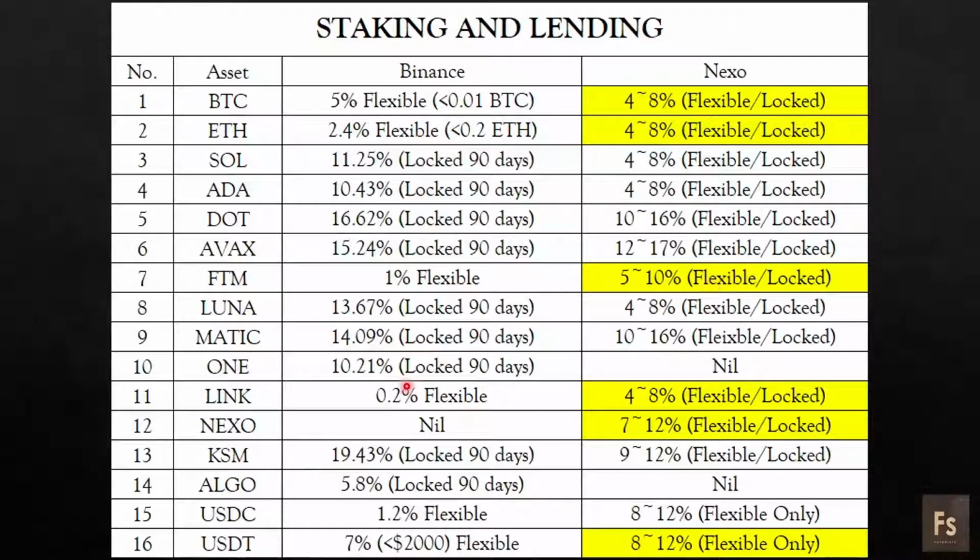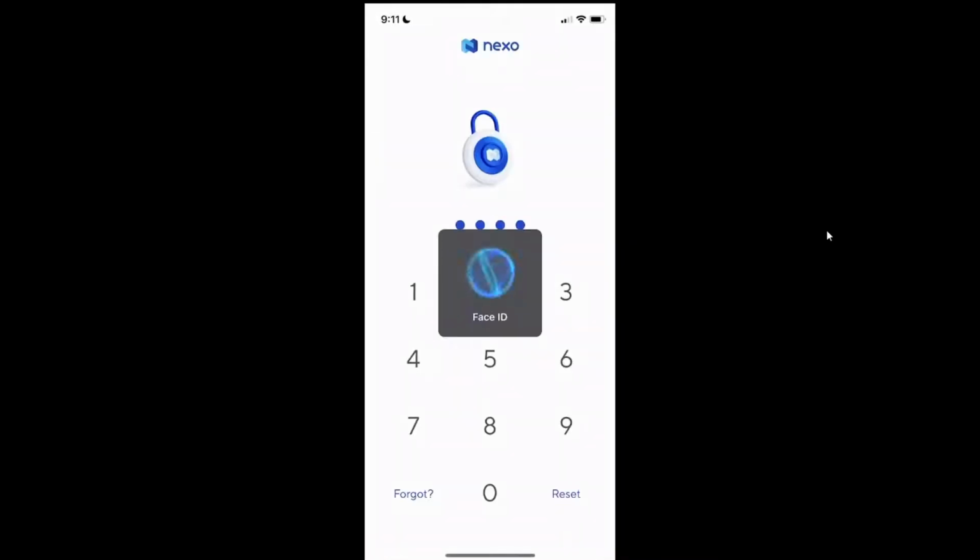Why not, right? Chainlink, 4 to 8%. Yeah, Nexo, 7 to 12%. USDT is the most important one. Below $2,000, you get 7%. Kind of nice. But Nexo, 8% flat, paid out to you daily. Goes up to 12%. So you just download the app in the App Store.